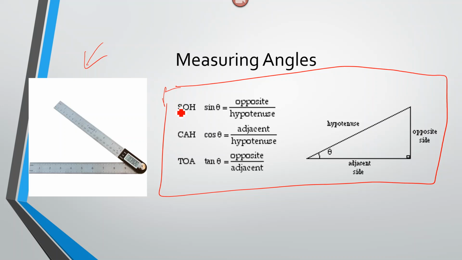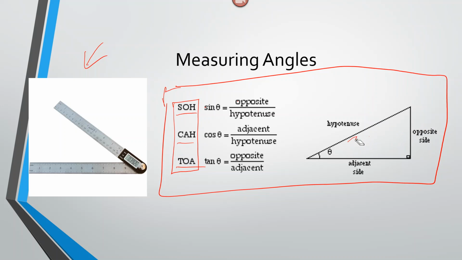Something you need to remember from high school is SOHCAHTOA. SOH is sine of some angle, so that's theta, equals opposite over hypotenuse. The sine of some angle is equal to the length of the opposite side divided by the length of the hypotenuse.